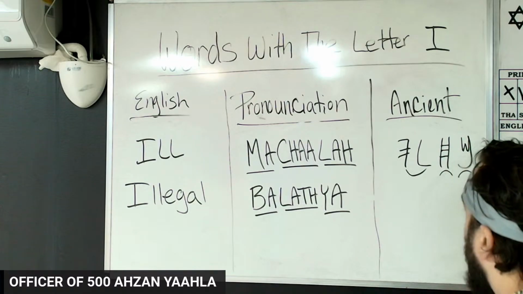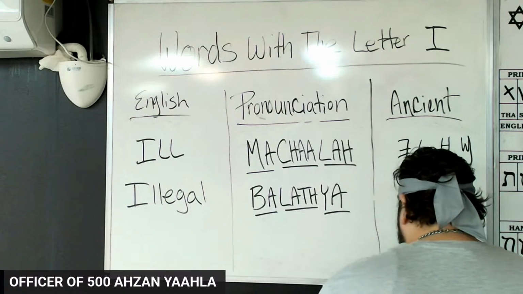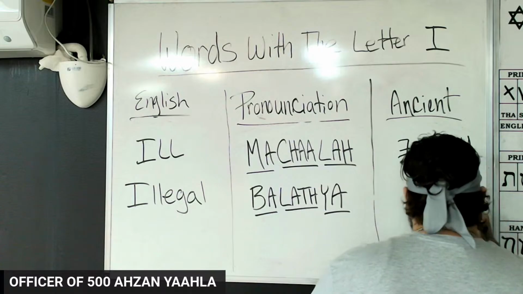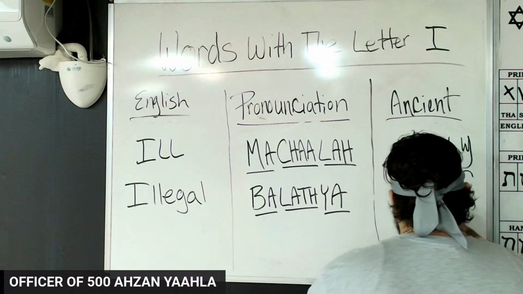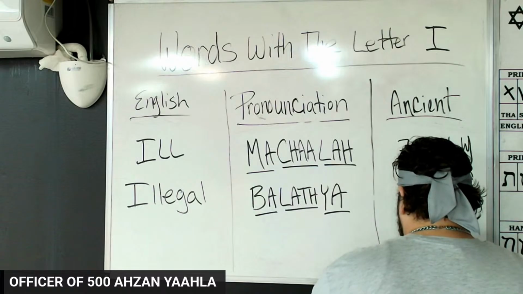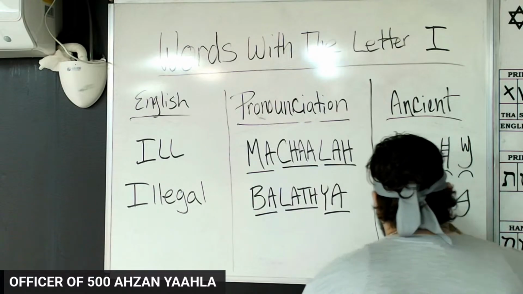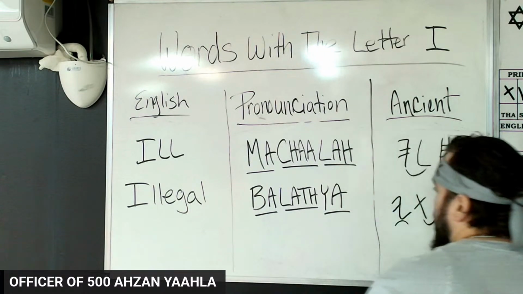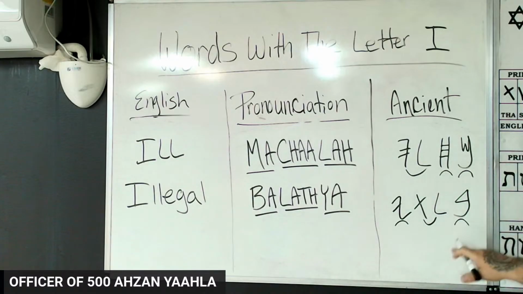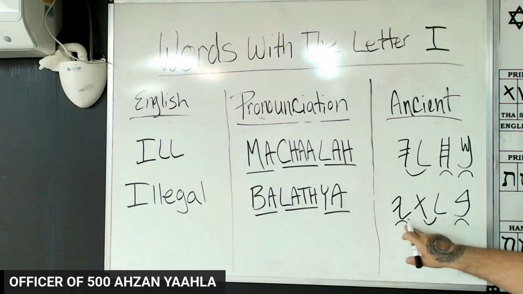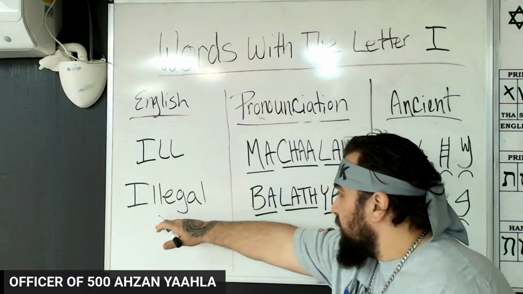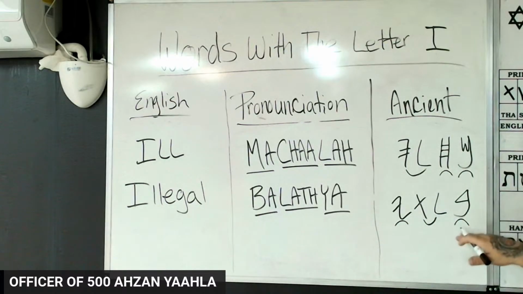All right. And Balath Yah, I'm going to write it right here in the ancient. That's how you do this. Illegal in English, Balath Yah in the Hebrew, and this is how you write it in the ancient Hebrew. Balath Yah.